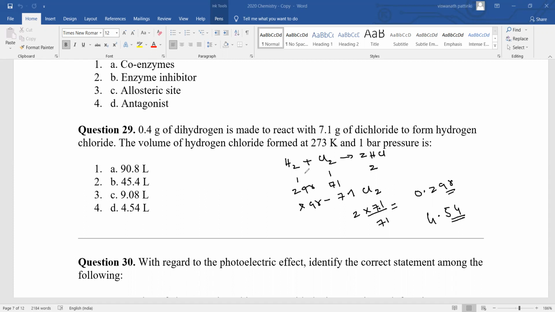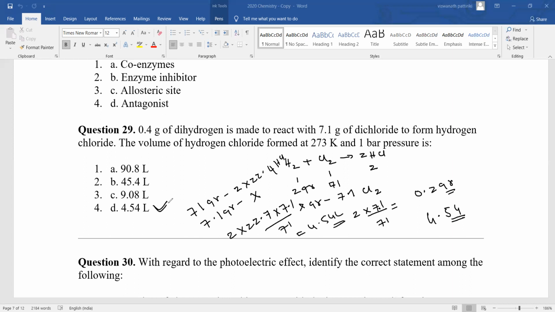Okay. See, 71 grams will give what? 2 into 22.4 liters of HCl. Okay. Then 7.1 grams of Cl2 will give what? It will give X. So you can do it like this: 2 into 22.4 into 7.1 by 71. So this is nothing but 4.54 liters. So this is the right answer. Okay.